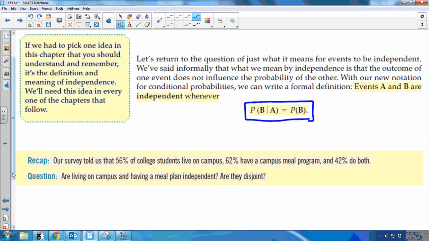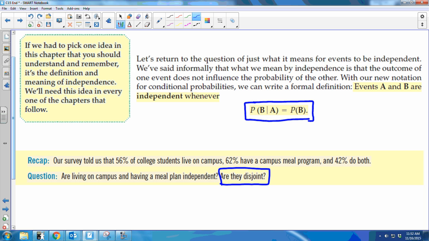Last week we talked about the college students living on campus and the meal plans. It says, our survey told us that 56% of college students live on campus, 62% have a campus meal program, and 40% do both. Are living on campus and having a meal plan independent, or are they disjoint? You should be able to answer this question right now. What does disjoint mean?